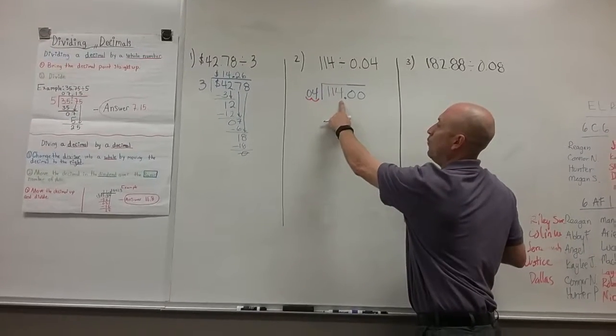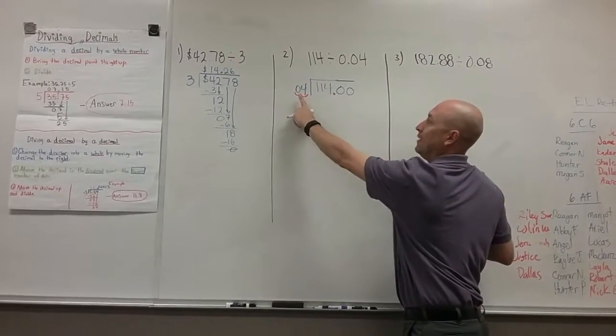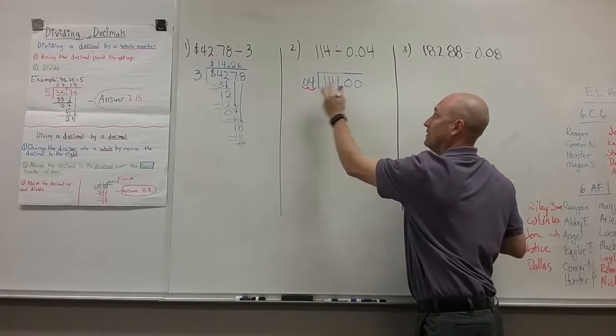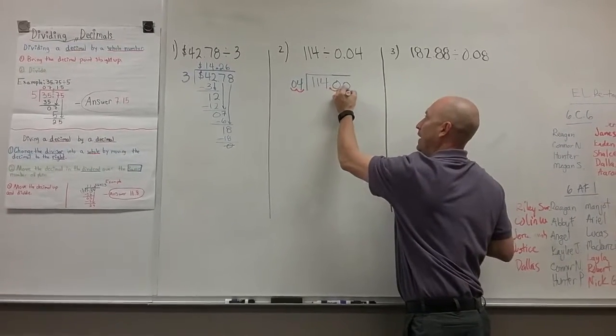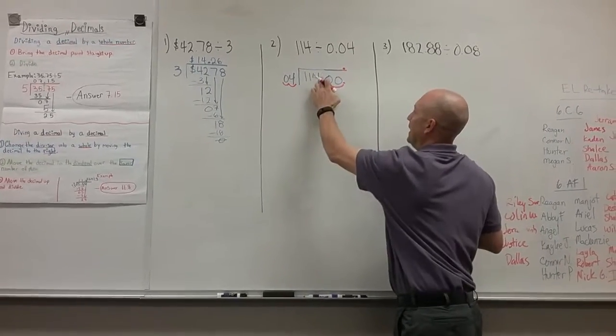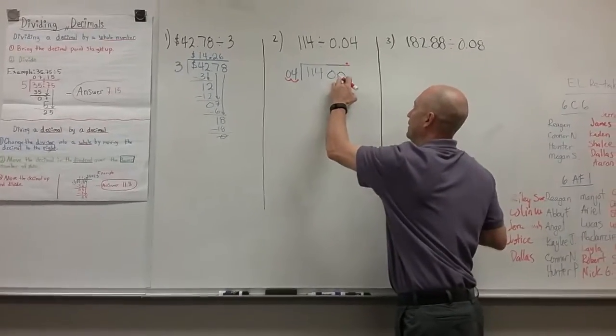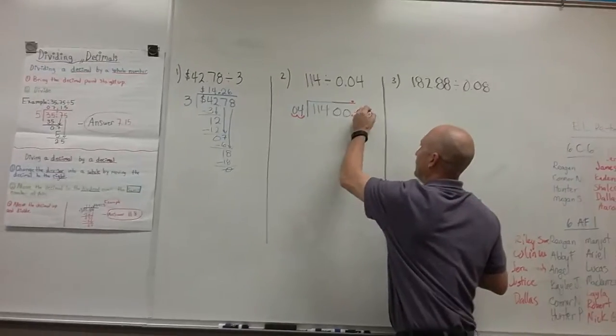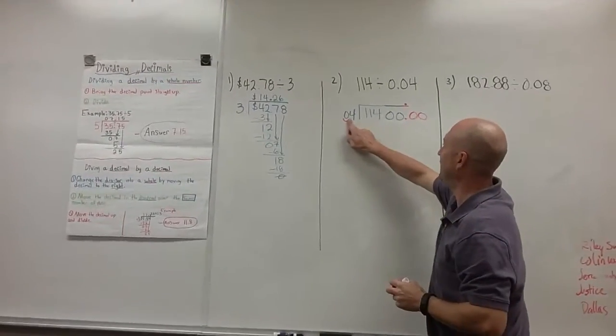So since this is now 114.00 and I moved this twice, I also have to move this twice. Now that I've moved it, I want to go ahead and bring it up and then add a 0 or 2 at the end, just to be safe in case I need those spots.